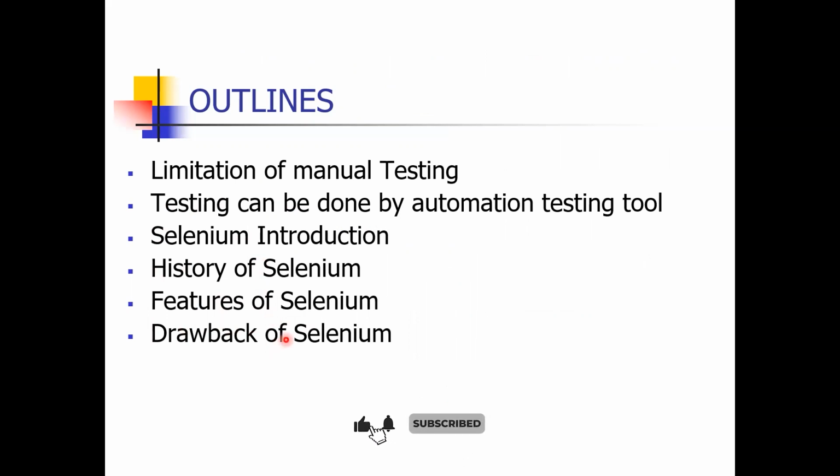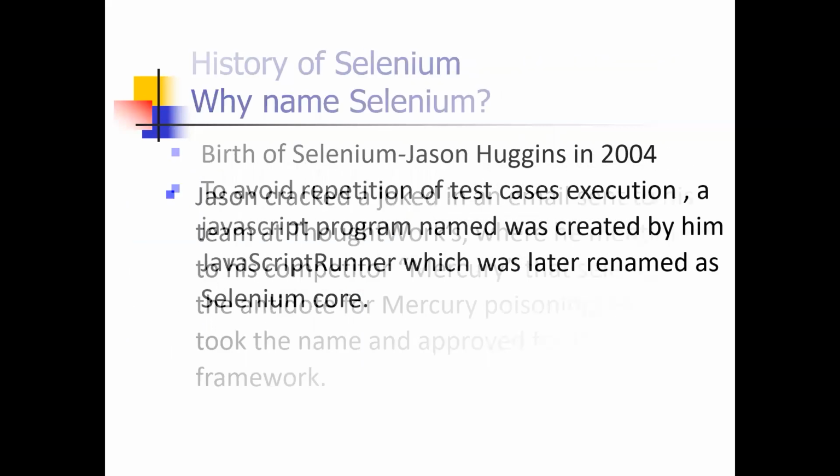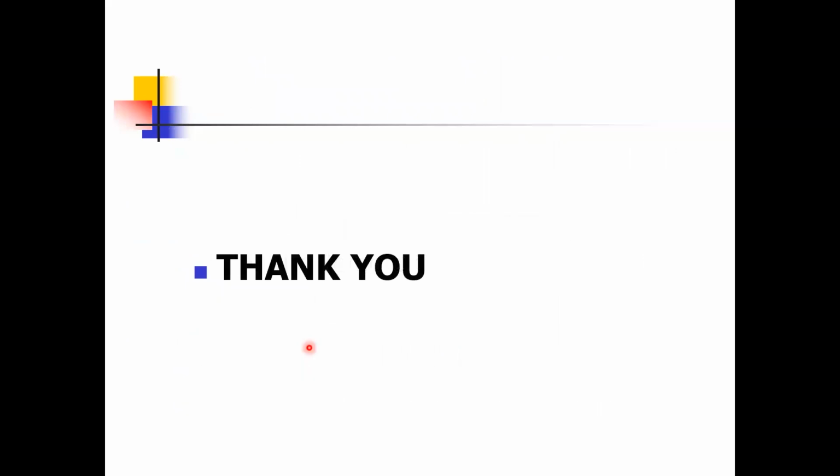The drawback of Selenium is that, as it is open source, there is no particular technical team behind it. So in this way, we have learned Selenium. In the next lecture, we will learn the Selenium suite, which has different types: Selenium RC, Selenium Grid, and Selenium WebDriver.